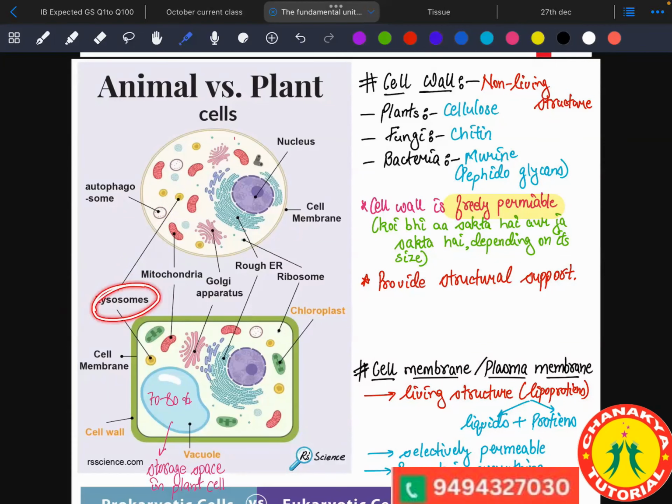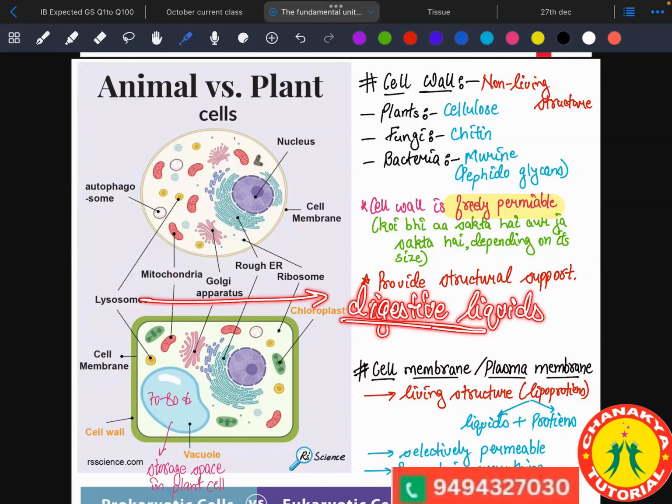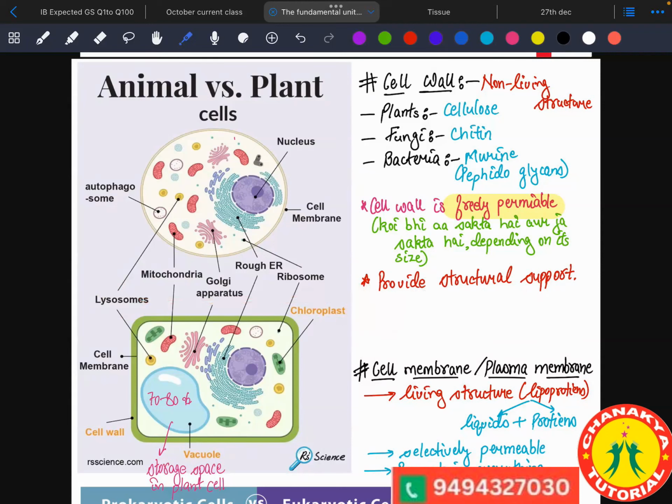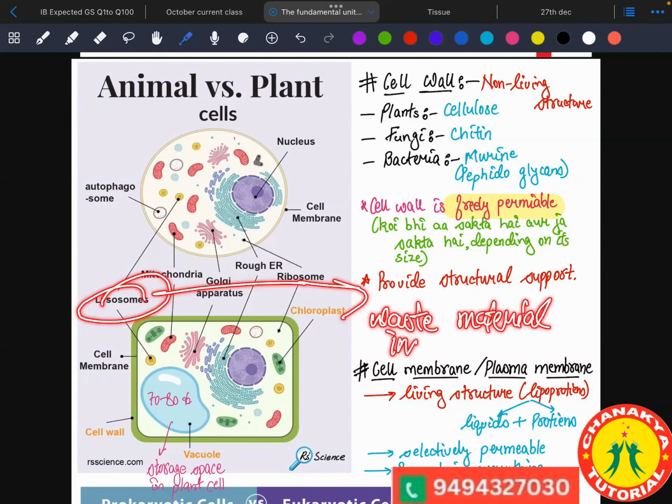I have told you that lysosomes carry digestive liquids. So don't interpret this digestive liquid as the main function of digestion. Actually, these lysosomes are used to remove the waste product, any waste material inside the cell.